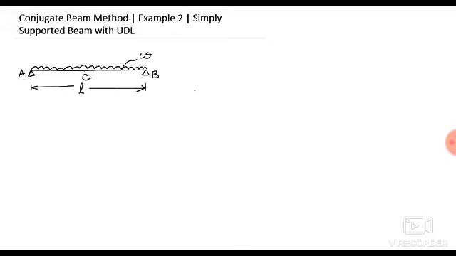The slope and deflection of simply supported beam AB of length L, which is subjected to UDL loading of W unit per meter. So we have to determine theta A equals theta B, which is obviously equal because it's a symmetric structure, and also have to determine deflection, that is maximum deflection at the midpoint, that is at C.